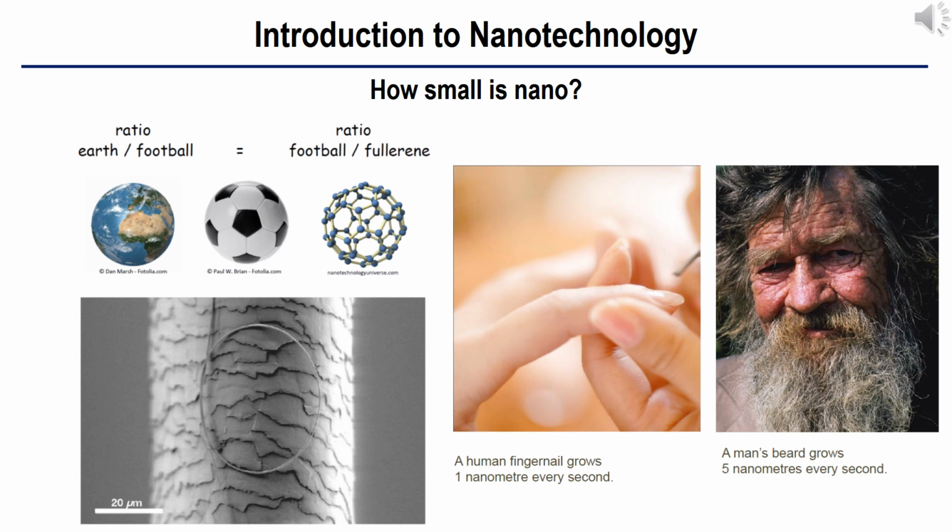However, interestingly, our own body looks to be familiar with the nanoscale. For example, human fingernail grows 1 nanometer per second. Man's beard grows 5 nanometers every second. This growth is equivalent to growth rate of 0.5 millimeters per day.